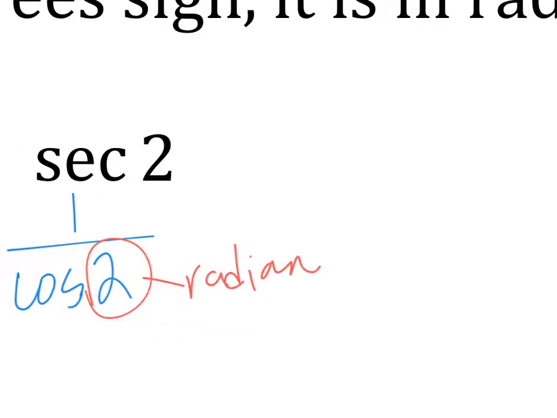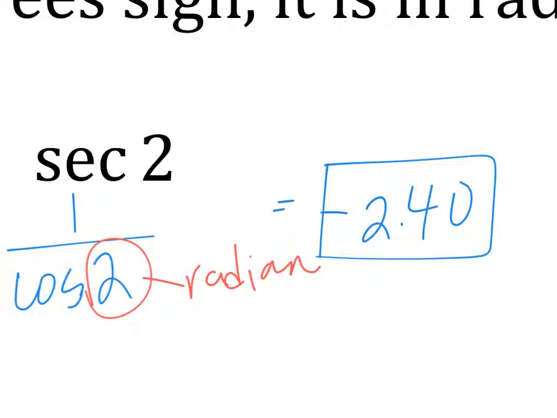So first, put in cosine 2. So cosine 2 radian, whatever that number is, take 1 and divide it by that. And then your answer should be negative 2.40. Good? Okay.